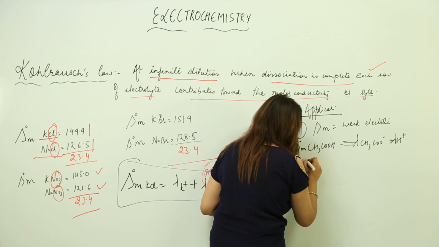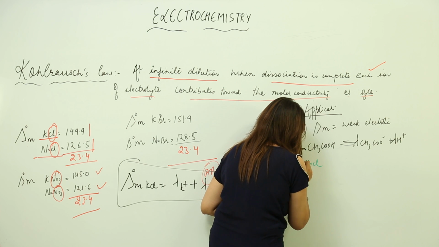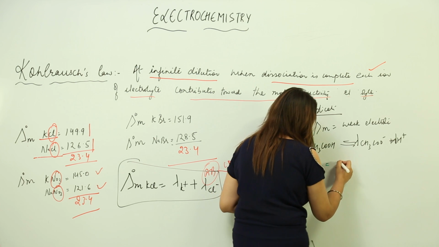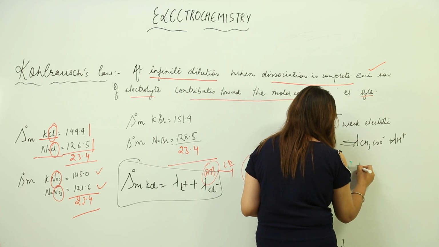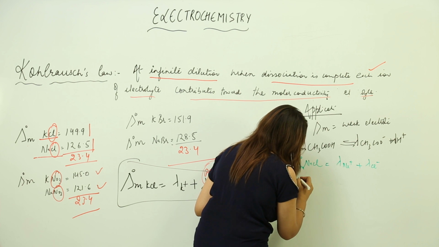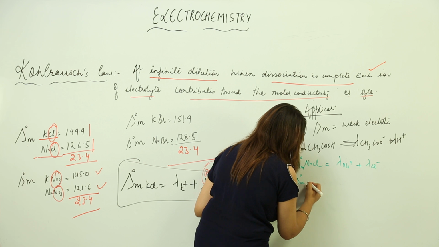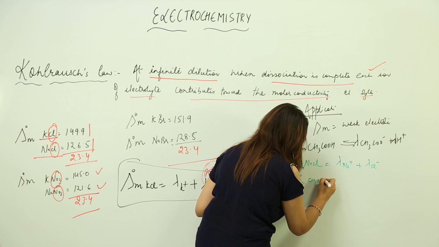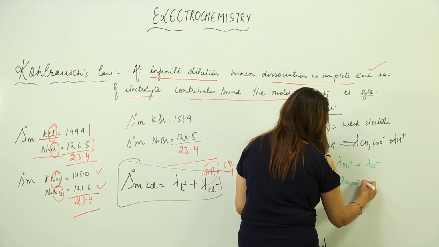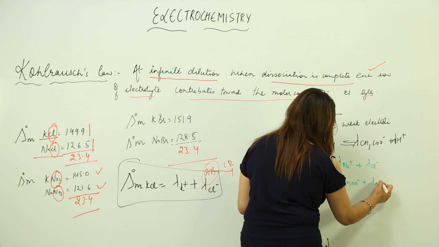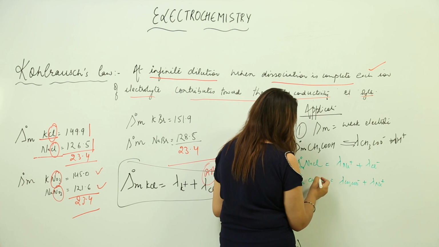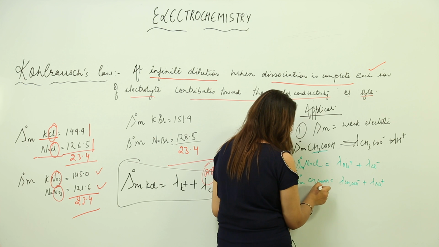Let's take a few examples. Let's take NaCl. So molar conductivity for NaCl is conductivity by Na plus, lambda Cl negative. Again, let's take another example, let's say CH3COONa, then it is going to be conductivity due to CH3COO negative and conductivity due to Na positive. So as you can see, this electrolyte has a common ion, CH3COO.